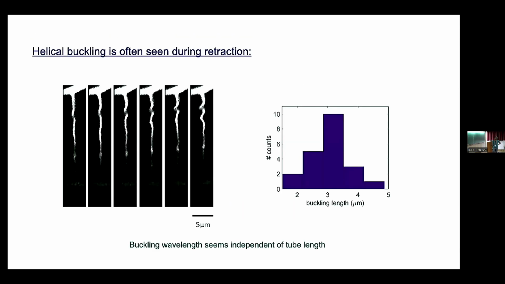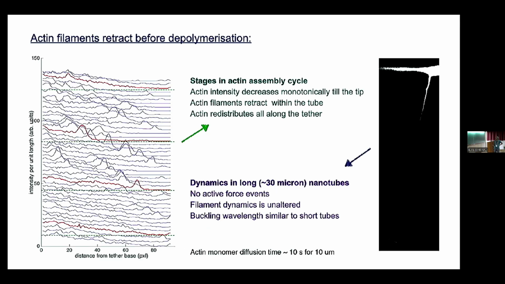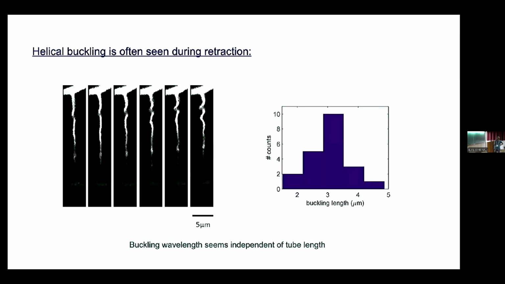We also see helical buckling of the tube. As the tube goes back, you can see this in this video probably. You can see that here the whole bundle buckles to form helices, and you can quantify this, and you see that this shows the distribution like this. There is some characteristic length at which these bundles undergo buckling.